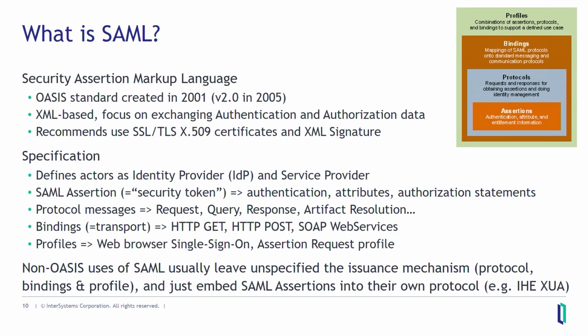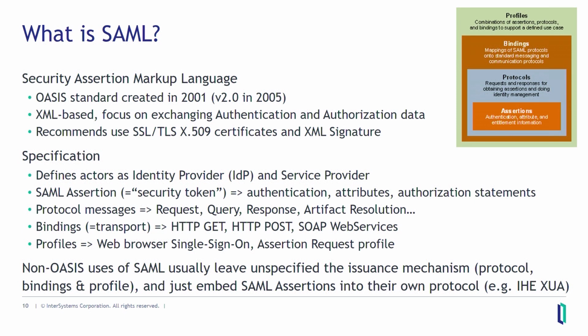The specification of SAML defines actors using and exchanging SAML objects as identity provider and a service provider. Simply said, the identity provider is the one that detains the information about who the users are, what their properties are, who is allowed to do what, and the service provider is the one that is requesting those to use those SAML objects.